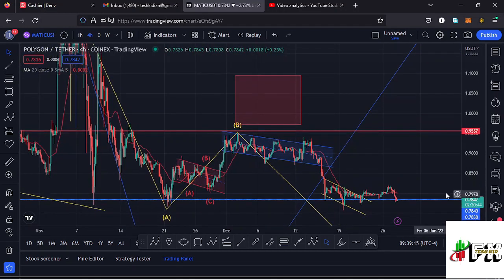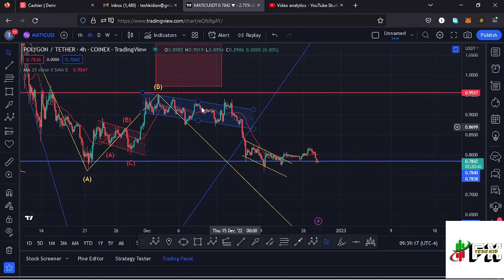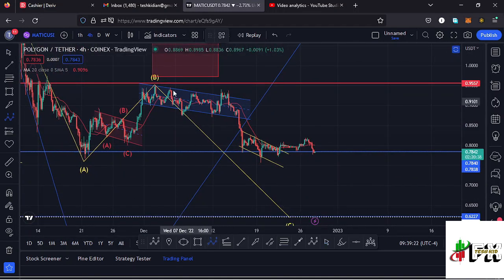And because of its impulsive nature, we also expect to see a 5-wave structure in the formation of that wave C, where I believe this might be the first wave to the lower side, and there are chances that we might have made the low for that first wave.